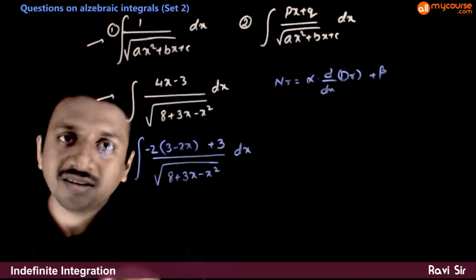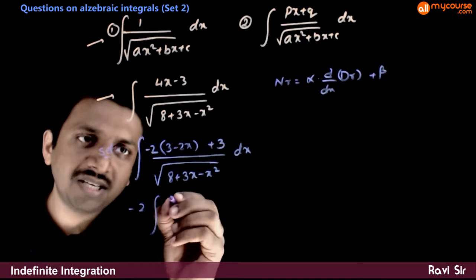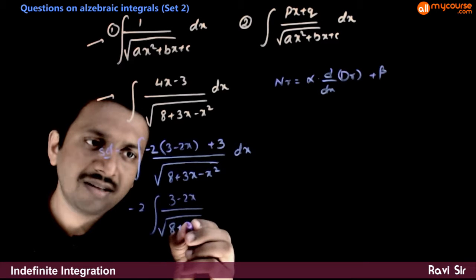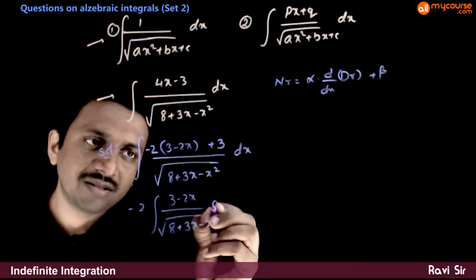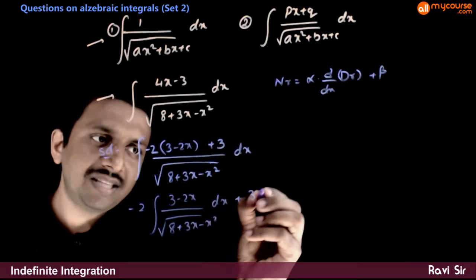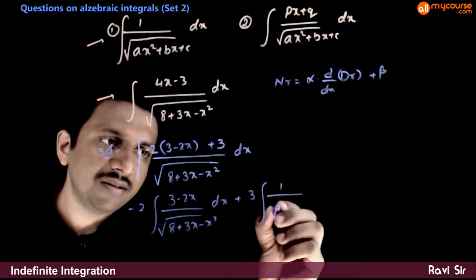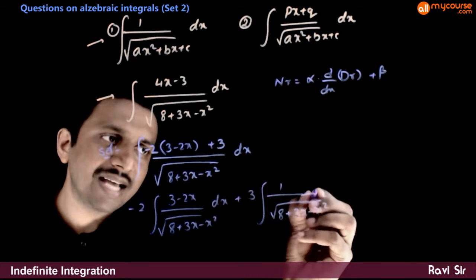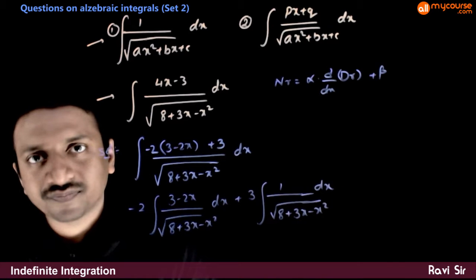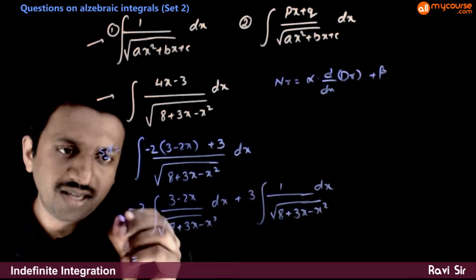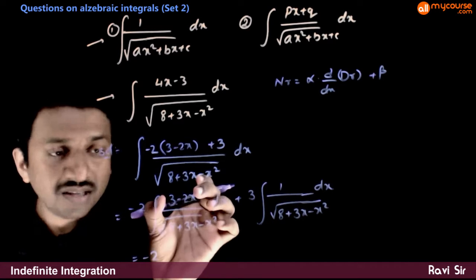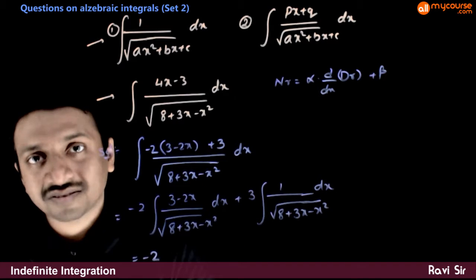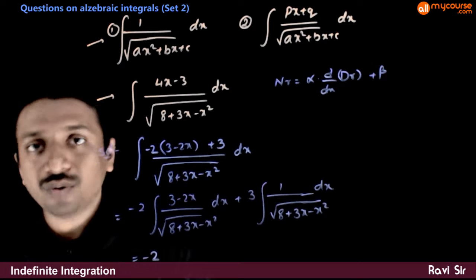Next, I'll split the numerator. So minus 2 times integration of (3 minus 2x) by root of (8 plus 3x minus x square) dx, plus 3 times integration of 1 by root of (8 plus 3x minus x square) dx. That is equal to minus 2 times this, which is of the form f dash of x by root of f of x.